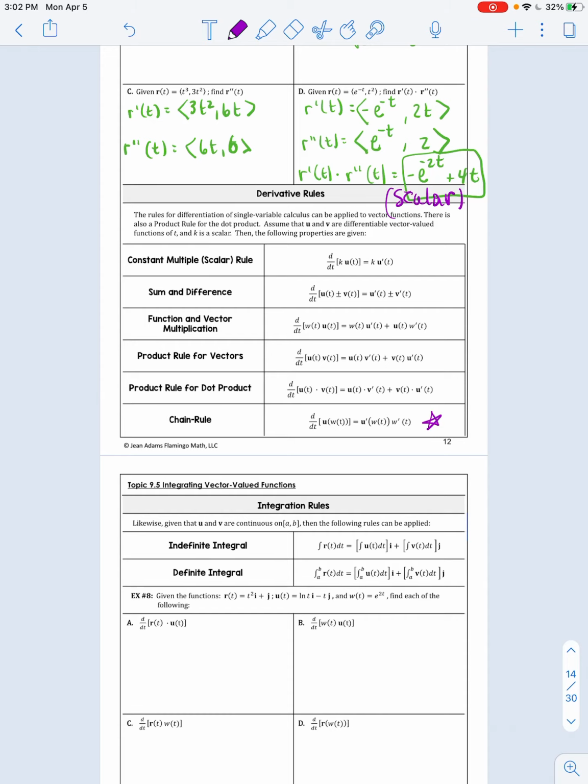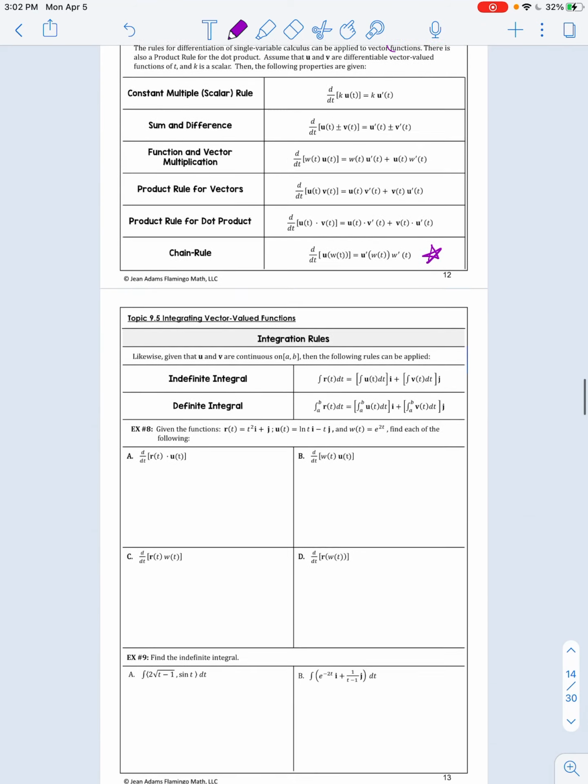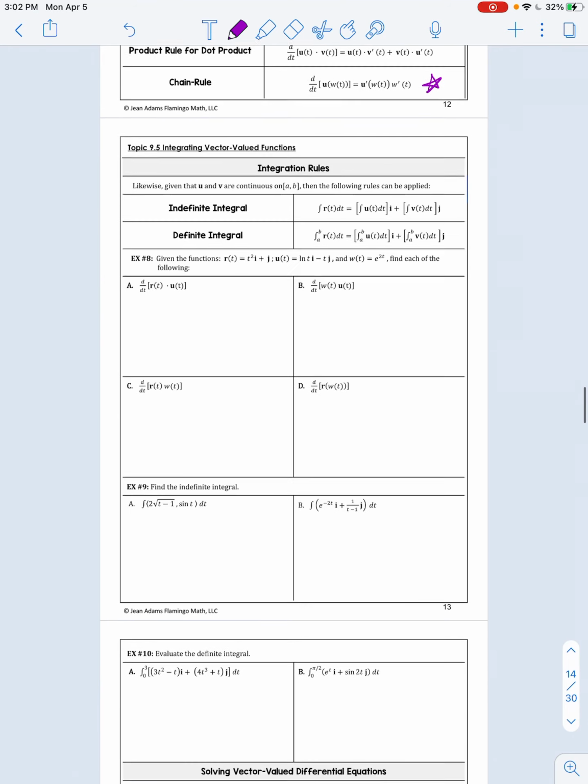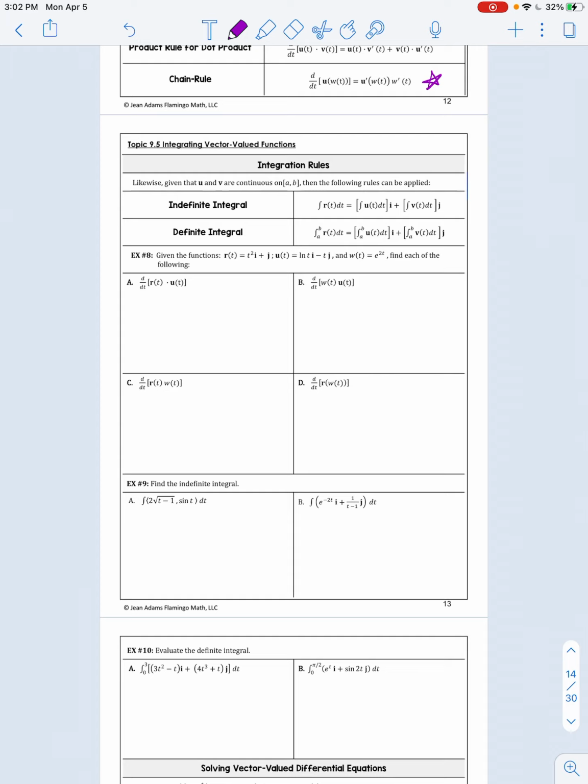I think this one, I'm going to talk to you about on one of the examples below, just so you can see what happens whenever you do that one.